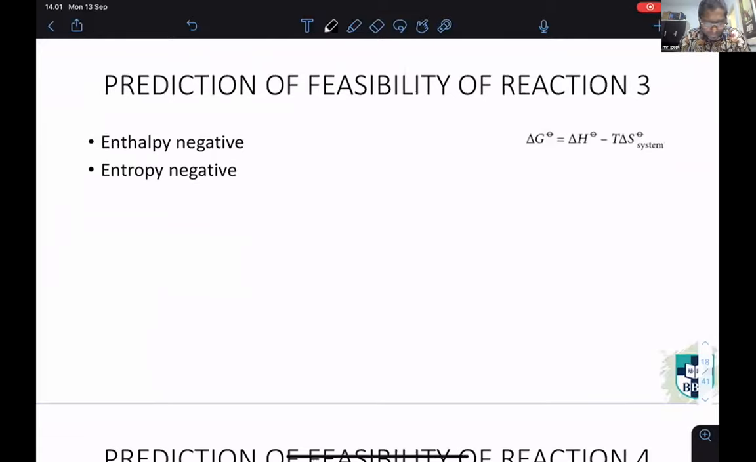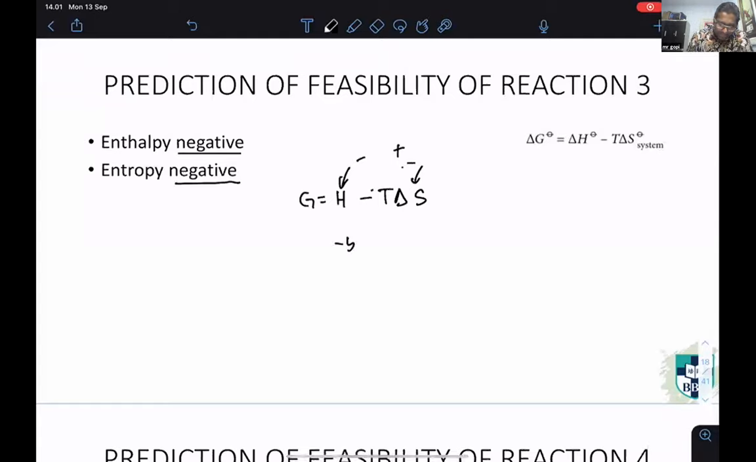Now, if I look at the third example here, what happens if my enthalpy is negative and my entropy is also negative? If I use the formula, minus 6... this value is negative, and my entropy is negative, so this value is negative. So negative and negative is going to be plus. It's going to be slightly difficult. Why? Imagine I have negative 50, plus what? Is it a small number? If it is a small number, then I still have negative 45.